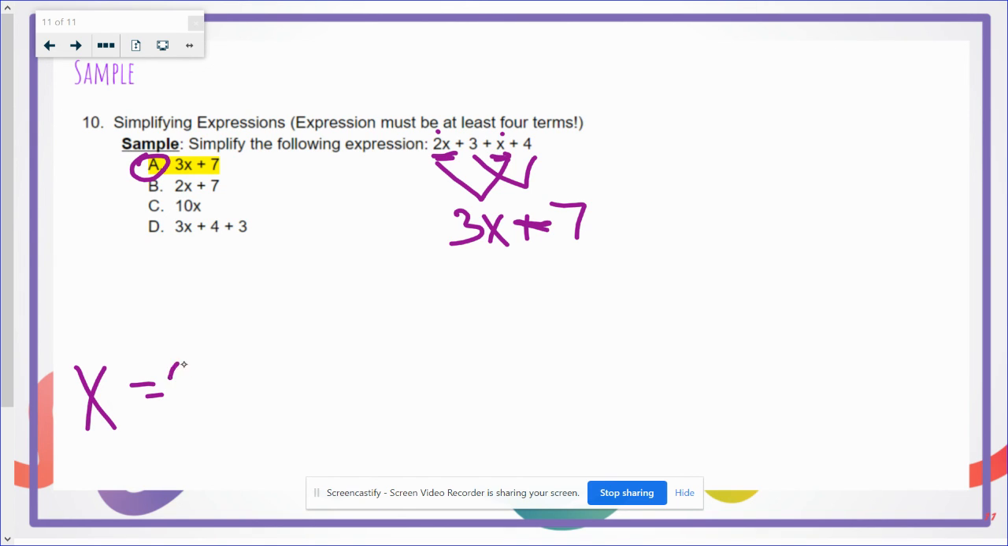Remember, that x and 1x are the same thing. It's just one of those things. It's like writing 0.0. You don't really need to do it. It is understood.